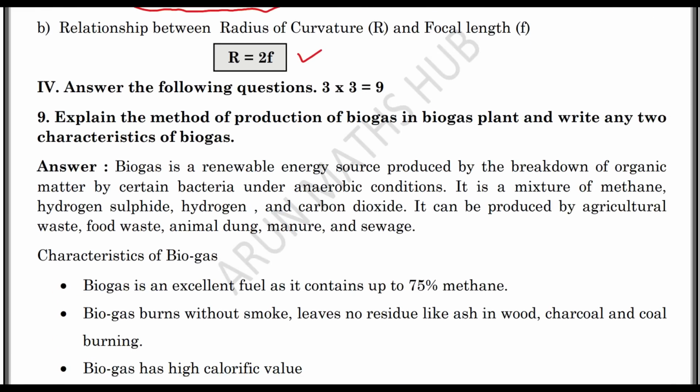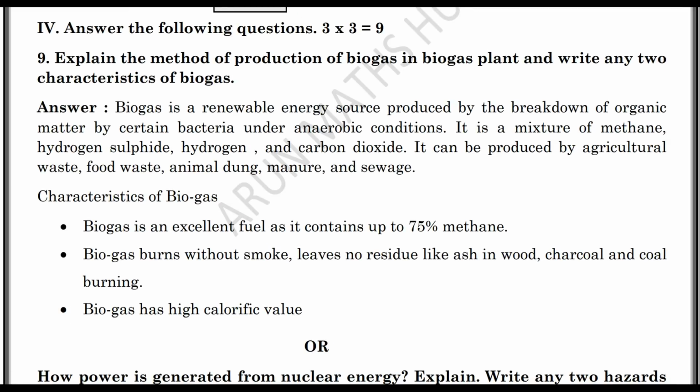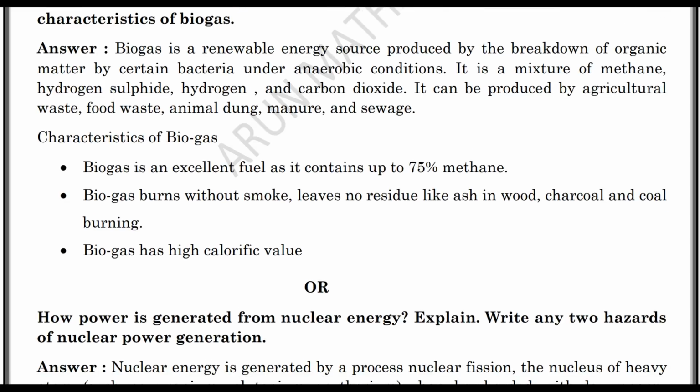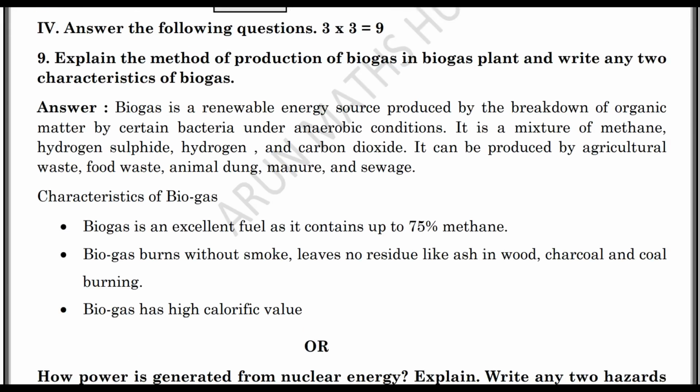3 mark question. Explain the method of production of biogas in a biogas plant and write any 2 characteristics of a biogas plant. What is biogas? Biogas is a renewable energy source produced by the breakdown of organic matter by certain bacteria under anaerobic conditions. It is a mixture of methane, hydrogen sulfide, hydrogen and carbon dioxide. It can be produced from agricultural waste, food waste, animal dung, manure and sewage. Dear students, you can add a few more points from the textbook, where the slurry is added to the biogas plant. Then after anaerobic conditions, it is converted into biogas.